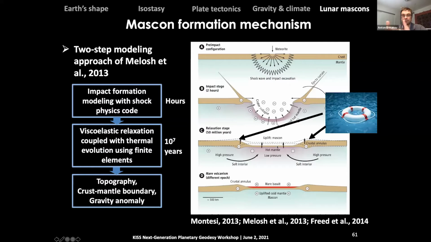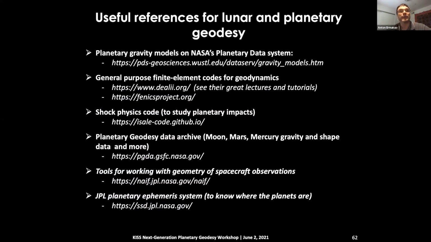In summary, the GRAIL mission provided ultra-high resolution gravity data of the moon, which sparked interest in lunar geophysics and brought the right people together to solve this long-standing problem. And again, here are references which I find useful for modeling of lunar and planetary gravity.